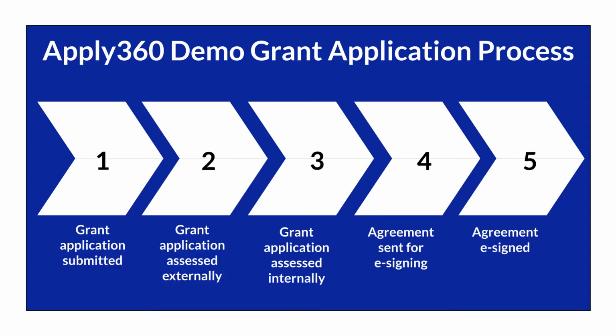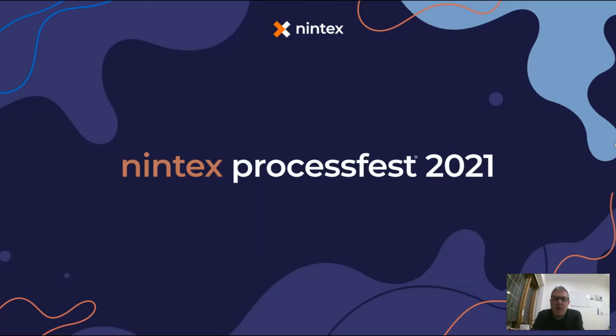In terms of the main process steps we're going to follow during this demo, they break down as follows. Number 1, Geraldine is going to submit a grant application. 2, Rita is going to allocate the application to Richard for him to review. 3, Rita is then going to review the application herself. 4, she's then going to generate a grant funding agreement for Geraldine to e-sign. And 5, Geraldine is going to e-sign the agreement. We will begin with Geraldine submitting her grant application.